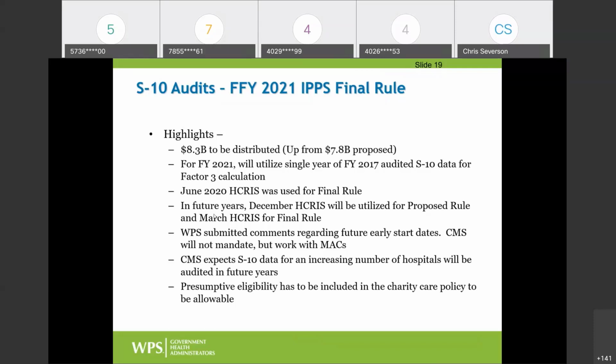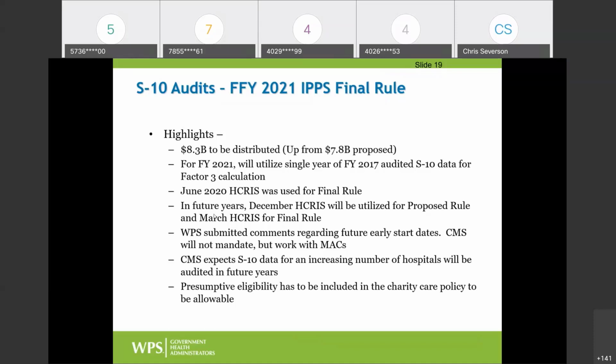And we do expect this 100% audit to be completed year after year. In other words, all of the DISH eligible providers rather than just a small subset of them. So we expect that to continue on.